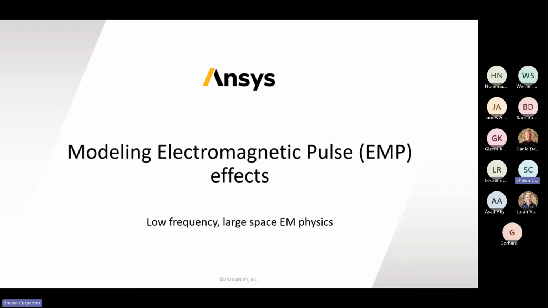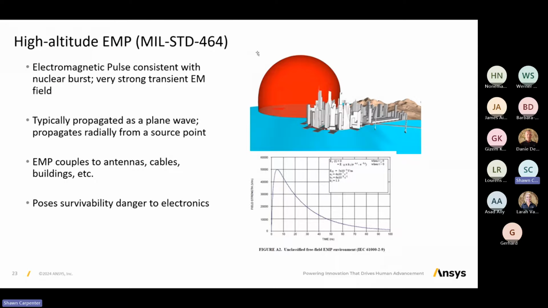Let me hit real quick here the topic of electromagnetic pulse emissions. This is typically lower frequency effects, but involves very large spaces. Now, this is more of a transient effect, so we're simulating a collection of frequencies that would correspond to the typical rise and fall of a parametric EMP or electromagnetic pulse. And we have a model that's consistent with Mil-Std-464, if you're familiar with that. But we can model this as a propagating plane wave that propagates either as a plane wave source or radially from some source point.